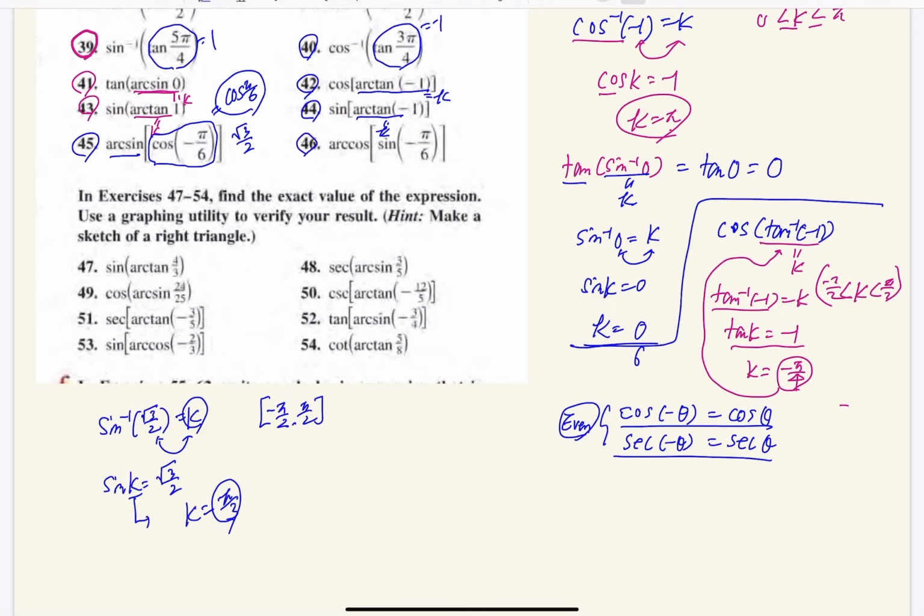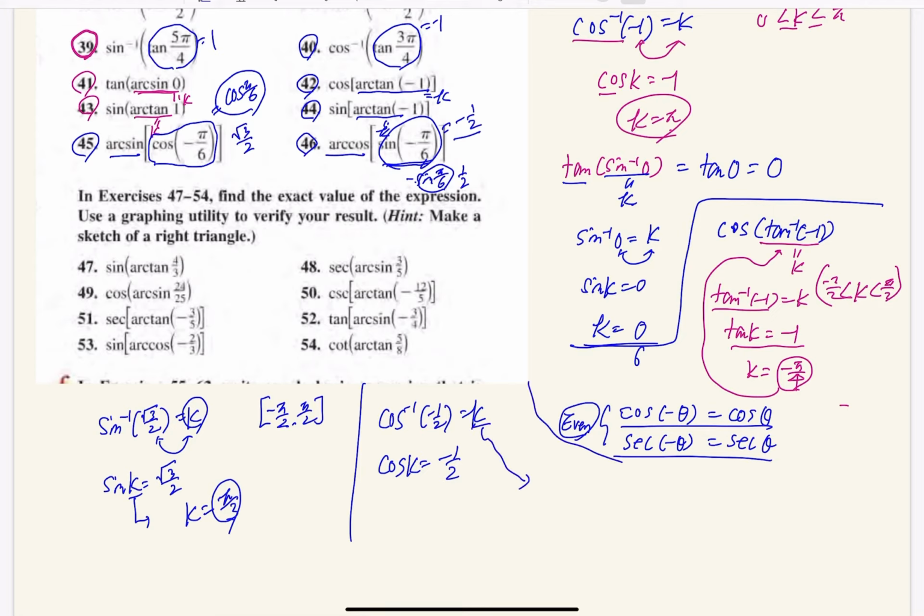Arc cosine of sine negative pi over 6. We need to find the value of that one. Sine negative pi over 6 is equal to negative sine pi over 6. Sine pi over 6 is 1/2, and then put negative, so negative 1/2. This value is negative 1/2. We are finding arc cosine negative 1/2. Cosine inverse negative 1/2 equals k. Switch x and y. So cosine k equals negative 1 over 2.